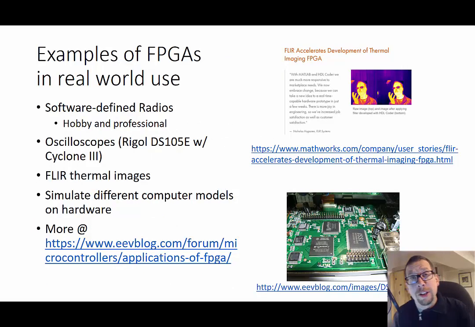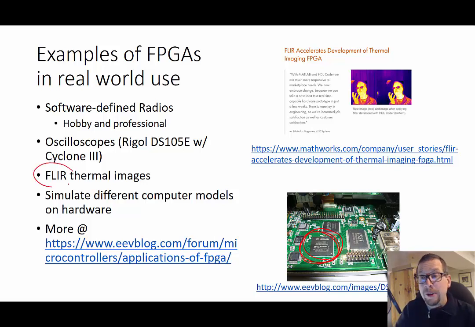In the real world, there are good examples of why you would want to use FPGAs. One of them is software-defined radios, both at the hobby level and the professional commercial level as well. Oscilloscopes often have them in them because you want low latency, high bandwidth, parallel data to be processed using really simple math. And the Rigol DS1052E, I believe, I think I got a little typo there, is a really good example of that. You can actually see the Cyclone, I think it's a Cyclone 3 right there. Okay, and that's built into the oscilloscope.